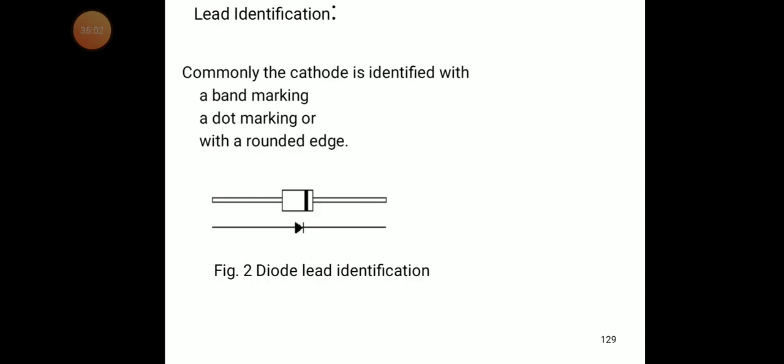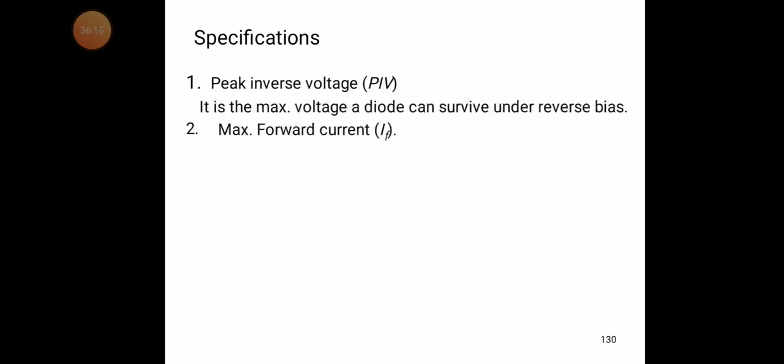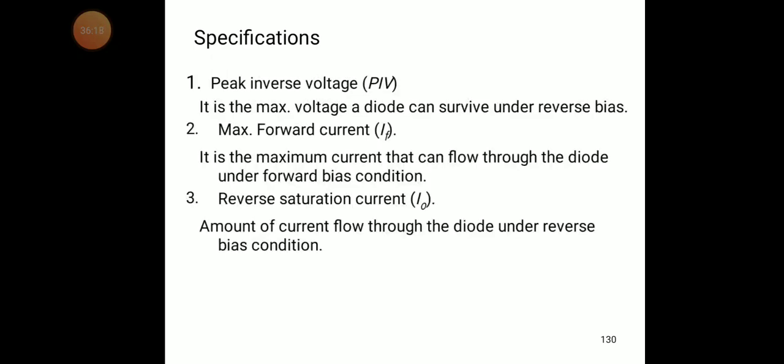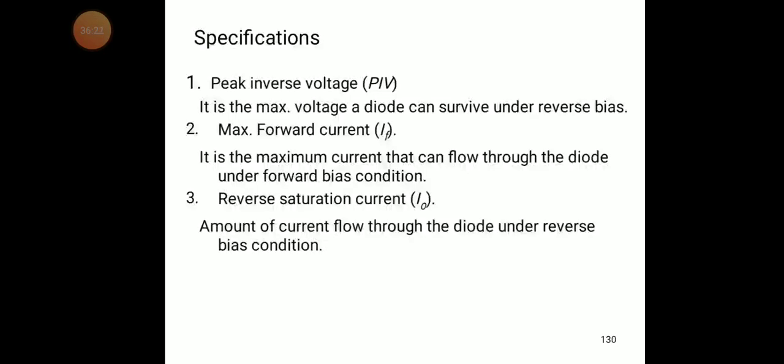Anode means which attracts the anions, that is the positive terminal. Cathode means which attracts the cations, that is the negative terminal. So now we try to discuss the specifications of the PN junction diode. We may have specifications like this.